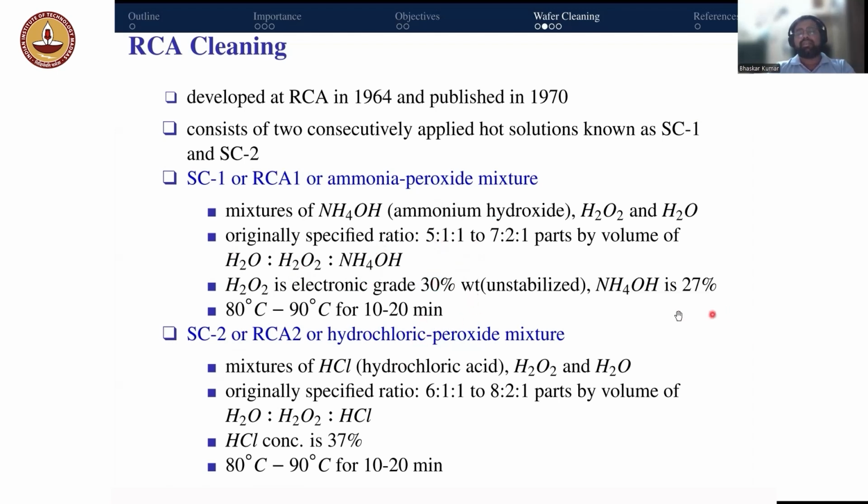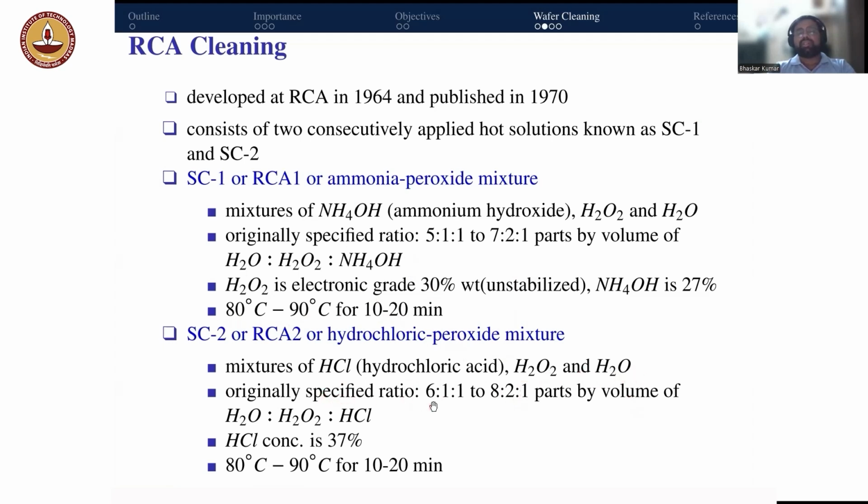The hydrogen peroxide and the NH4OH that is used in the RCA1 solution is of very high purity, that is of the electronic grade, and the H2O2 is unstabilized, that is without any stabilizers. The temperature specified for this solution is 80 degrees Celsius to 90 degrees Celsius, and the duration is from 10 to 20 minutes. Immediately after the RCA1 is performed, we take out our sample and then we do a DI water rinse. And then we move the sample to the RCA2 solution, which consists of a mixture of hydrochloric acid, hydrogen peroxide, and DI water.